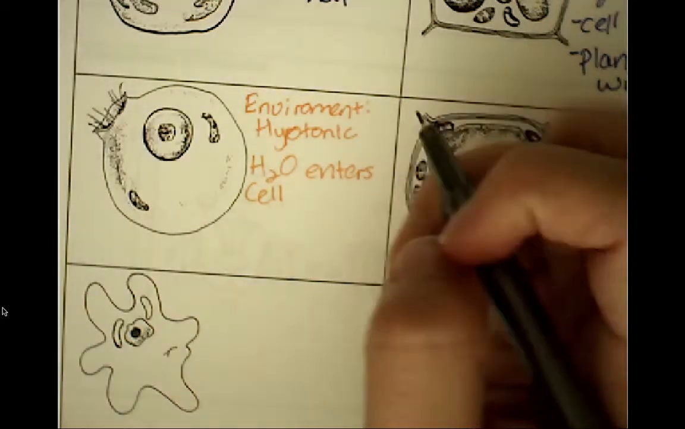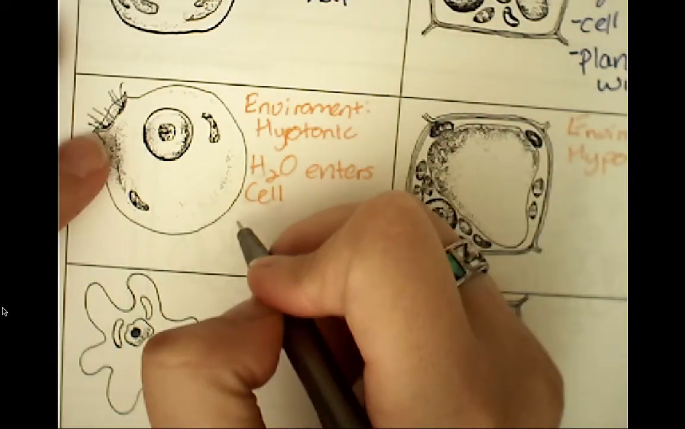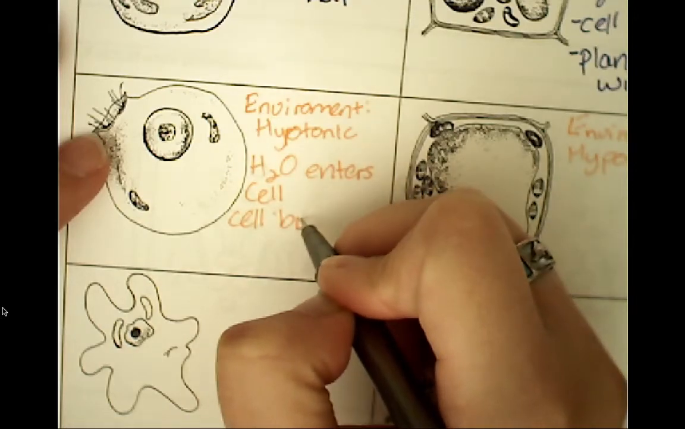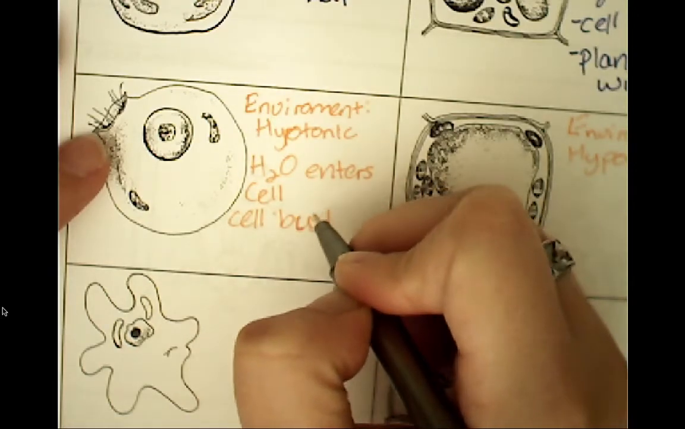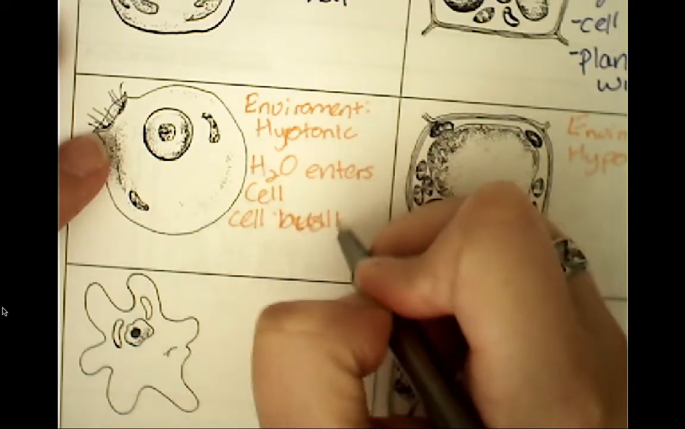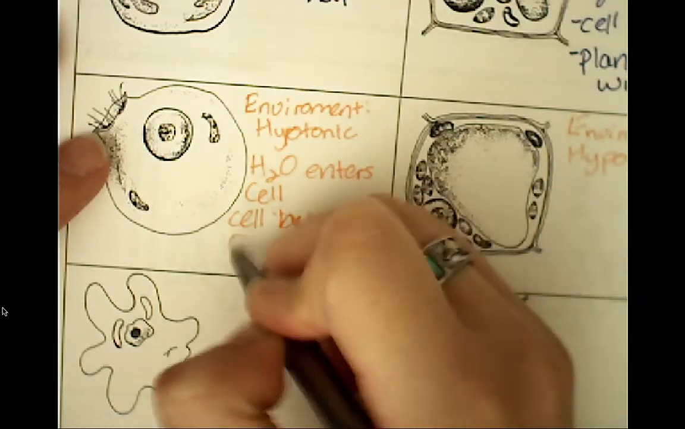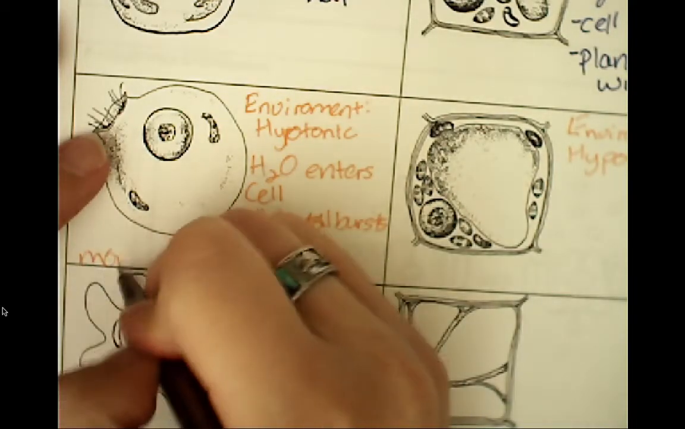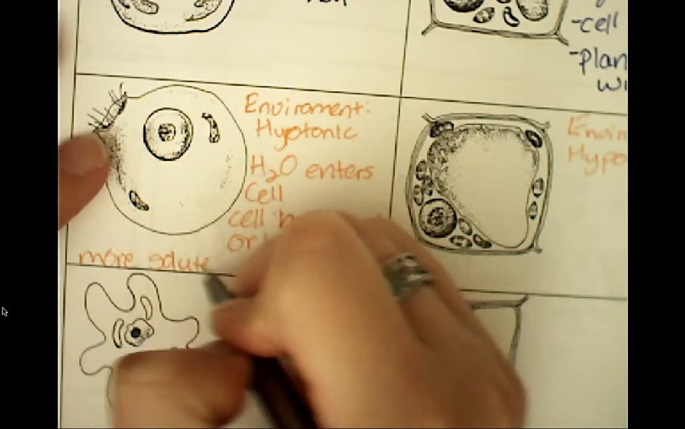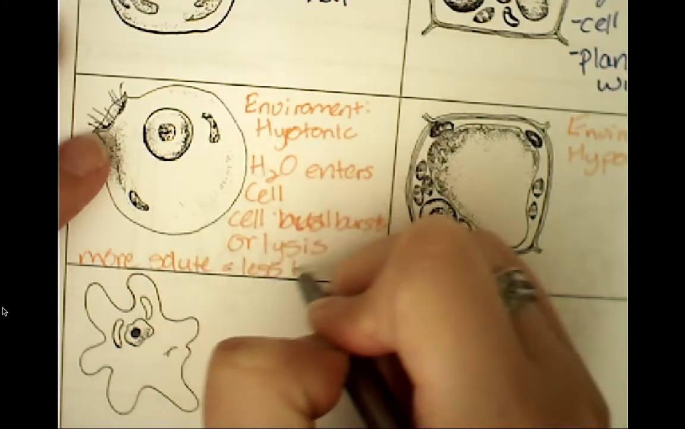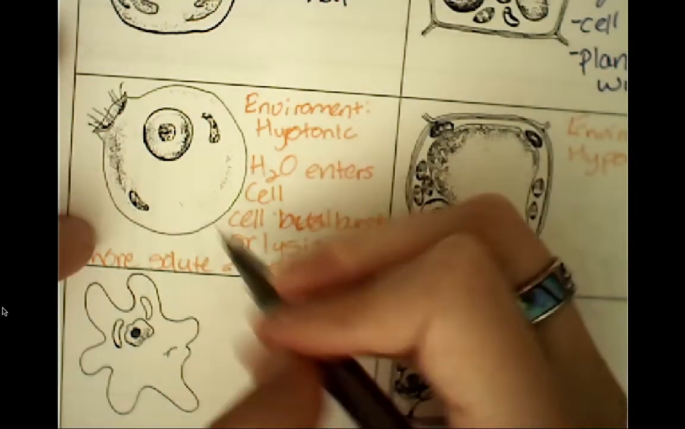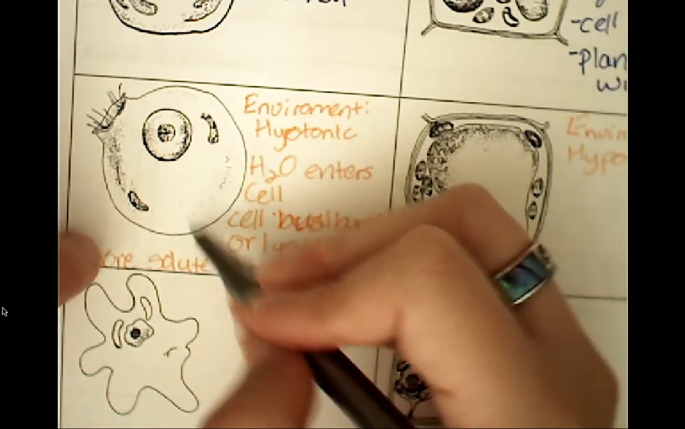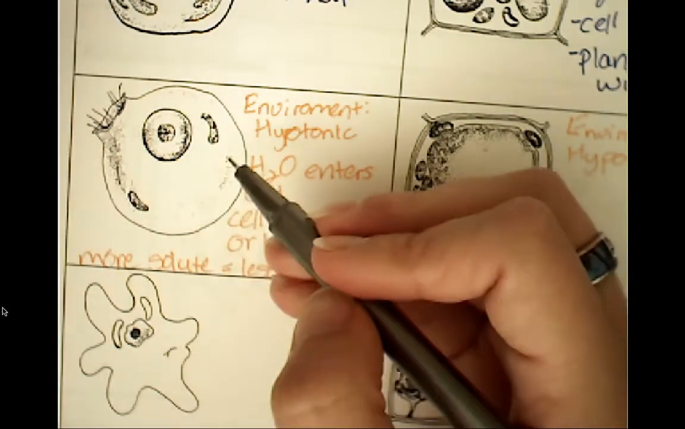More solute equals less water. That's the key part. And the cell swells and bursts, or lyses. So the cell bursts. Can't spell burst. The key part is more solute, you have to remember this, more solute equals less water. So in a hypotonic solution, there's more solutes inside, so there's less water, so then water goes rushing in to the point that it actually causes the cell to burst.